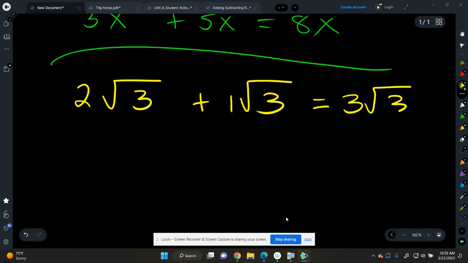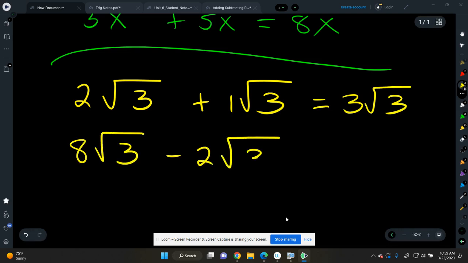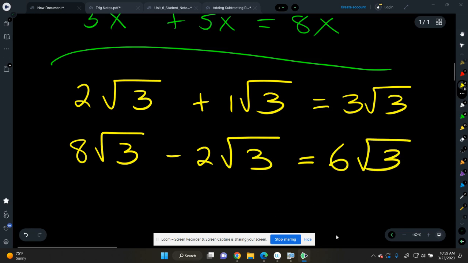All right. What if I have 8 root 3 minus 2 root 3? What do we get? 6 root 3. Okay, 6 root 3.